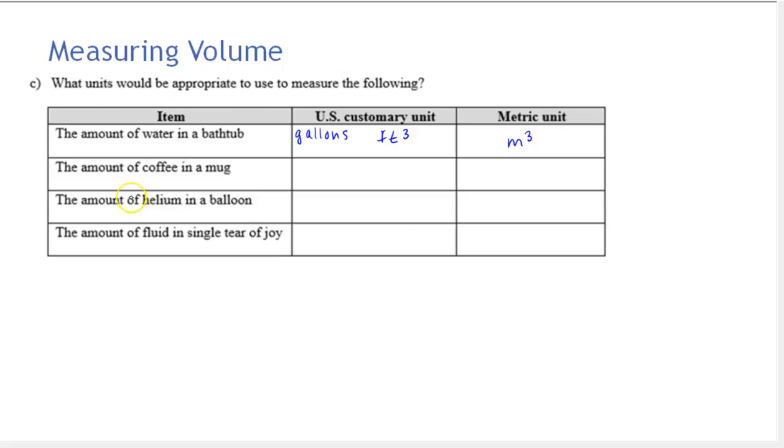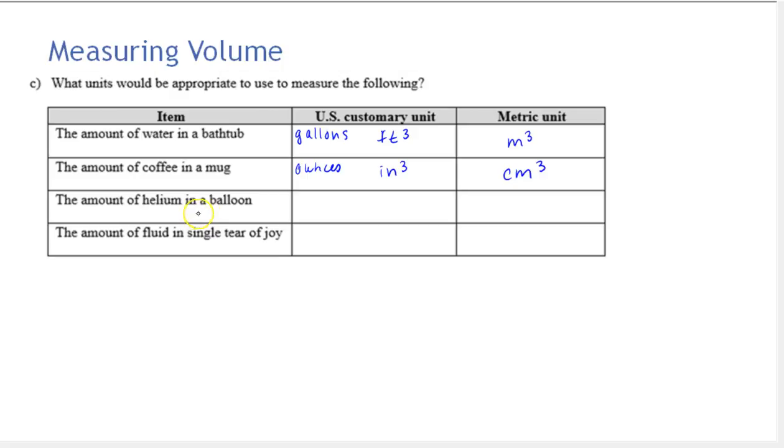Okay. Now let's think about the amount of coffee in a mug. Okay. So when I go to Starbucks, they have different sizes and they're measured in ounces. So that's something you might be able to connect to in terms of our US customary unit. If we were going to measure that in cubes, I'm thinking cubic inches would probably fill this up. So cubic feet would be too big. And a close approximation of inches is centimeters, so we're going to use centimeters cubed as our metric unit.